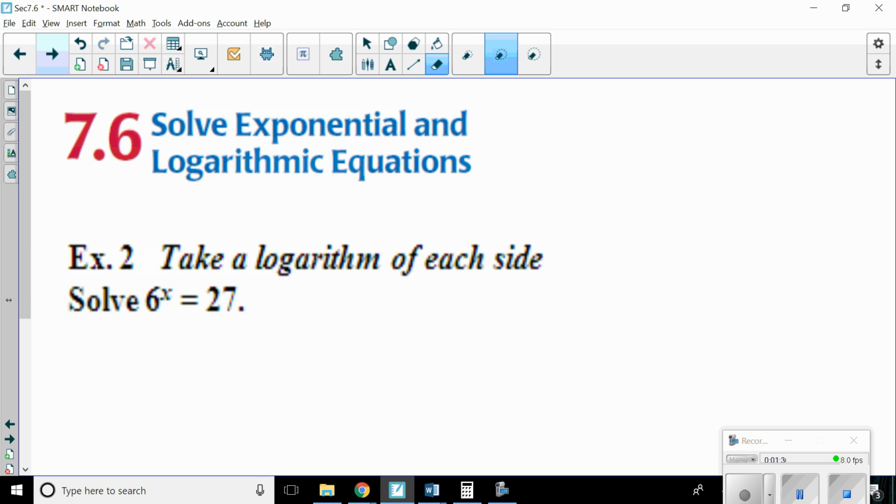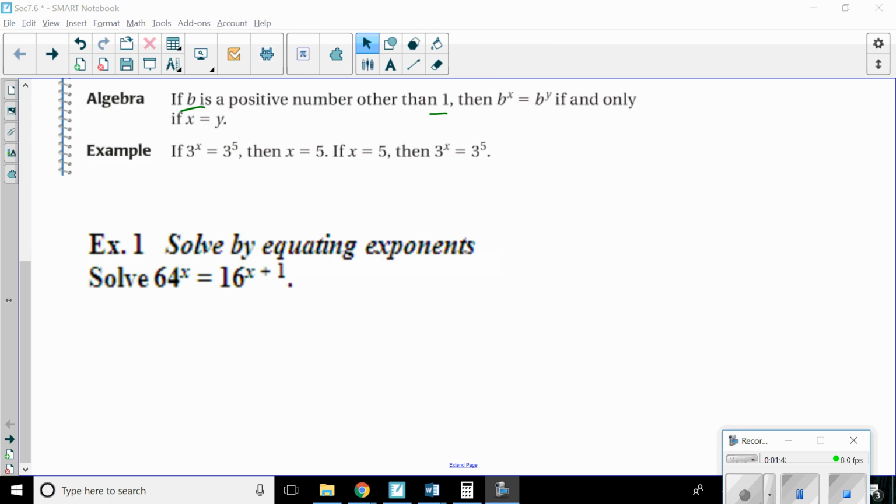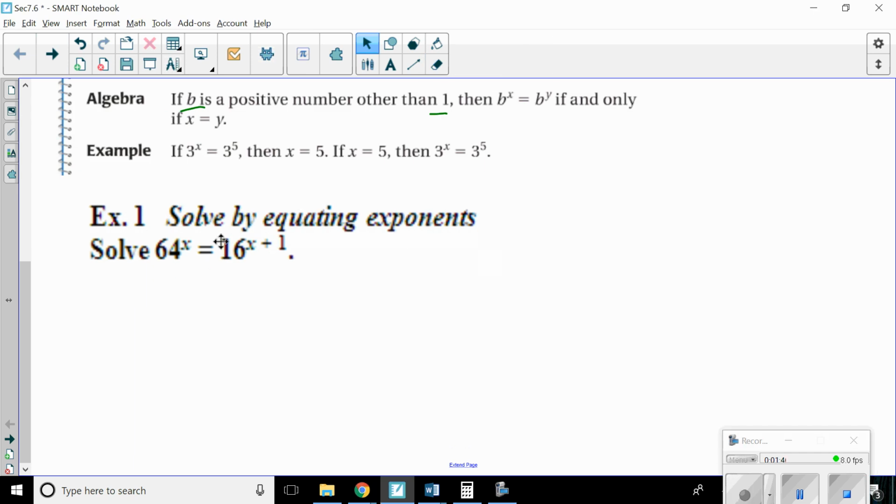So let's look at an example for this. Here's our first example, and you should see this on your note sheet. We have 64 to the x power is equal to 16 to the x plus 1 power. Now, using this property, we have to have the same base. So 64 and 16 are not the same base, so we need to rewrite them with a common base.